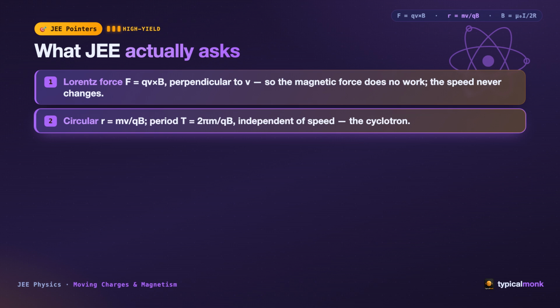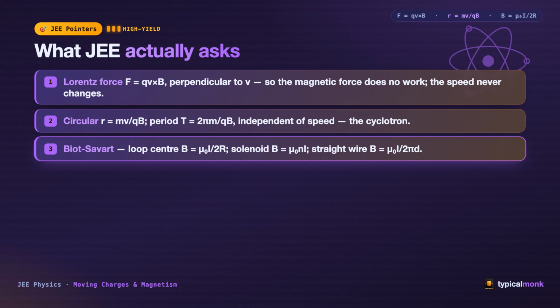2. Circular motion: R equals mv over qB, and the period T equals 2 pi m over qB, independent of speed, the cyclotron. 3. The Biot-Savart law. The loop center field is mu naught I over 2r. The solenoid field is mu naught n I, and the straight wire field is mu naught I over 2 pi d.